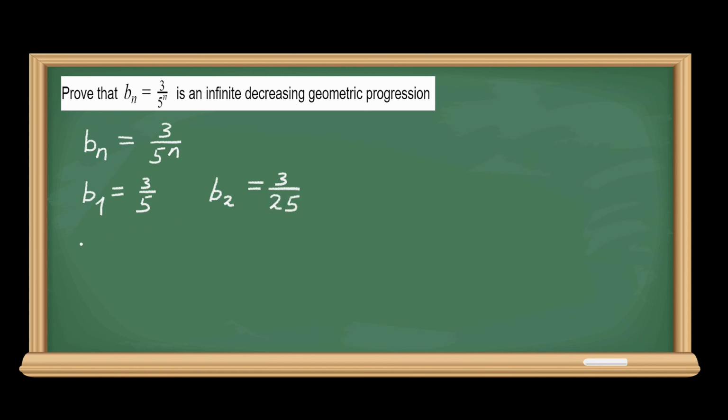Now we can calculate the rate of change. We can calculate it by dividing b2 over b1, and the rate of change will equal 1 over 5. Our rate of change is less than 1, which makes the sequence an infinitely decreasing geometric sequence.